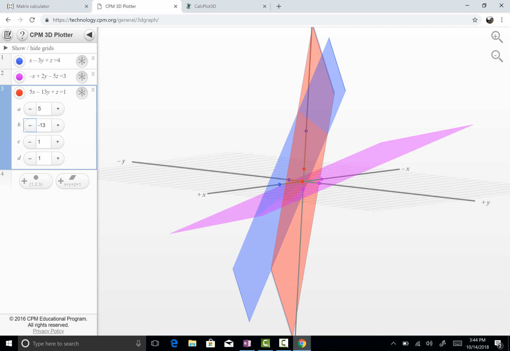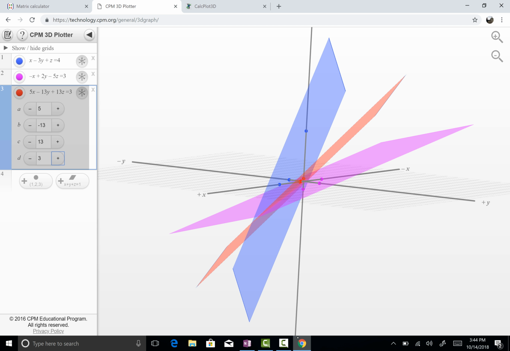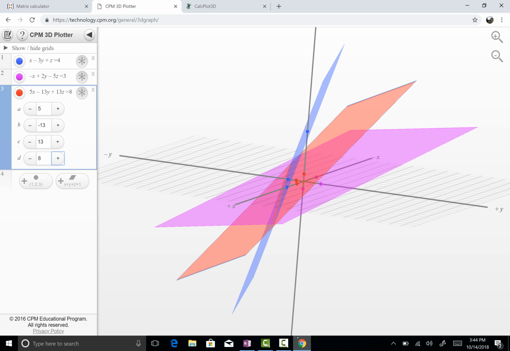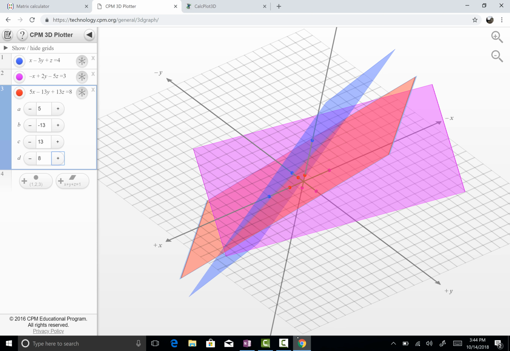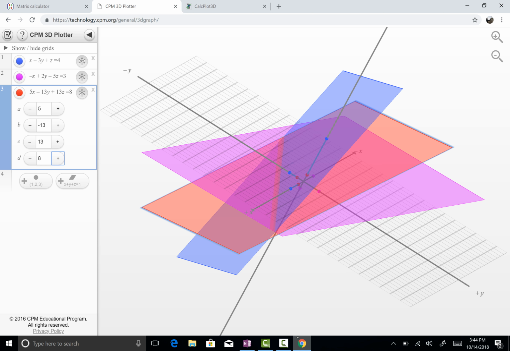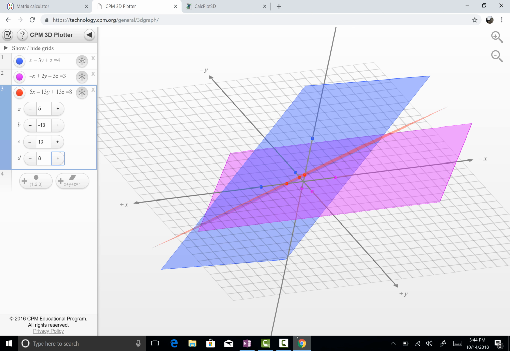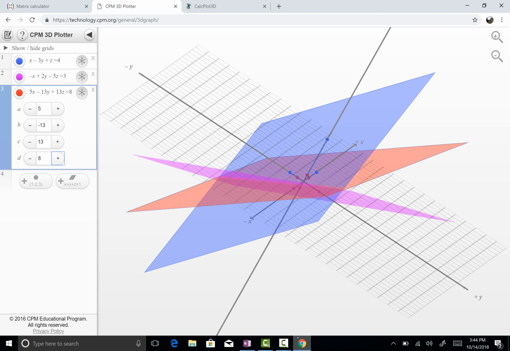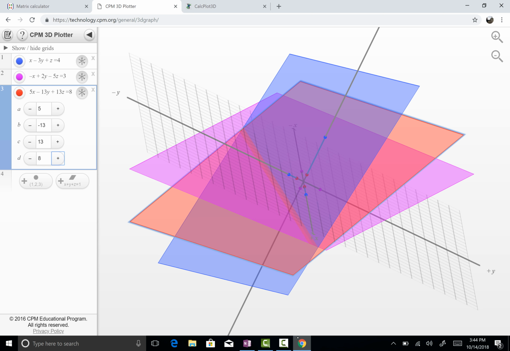There we go. And a positive 13 for this. And then the y has to be 8. All right, so now we're going to take a look at this graph. And here it looks like there's some sort of intersection going on there. All right, it could be another line again, right?